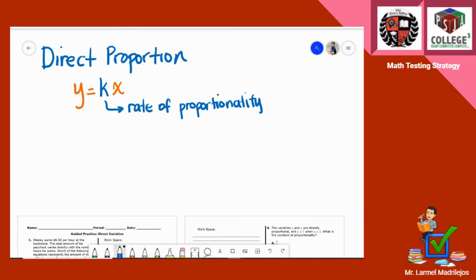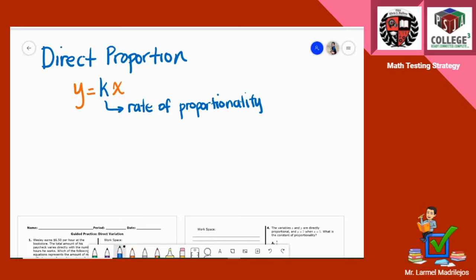So direct proportion. This topic for TSI is common, okay? The formula for direct proportion is y equals kx. K is the rate of proportionality. It's like the fraction of proportionality.